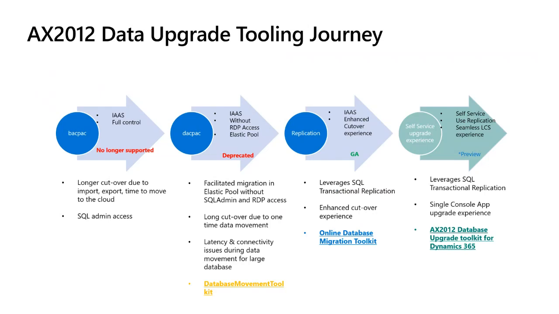To begin with, from a data upgrade tooling perspective, we had the bacpac process that supported AX 2012 data upgrade in Microsoft Managed Infrastructure, or IaaS infrastructure as we call it, where customers had full control of their environment or VMs. Customers used to export the bacpac file from source, move this to cloud, import it back on Azure SQL in Sandbox environment, and then start the data upgrade process in Sandbox, wherein customers used to go to LCS and apply the AX 2012 data upgrade.